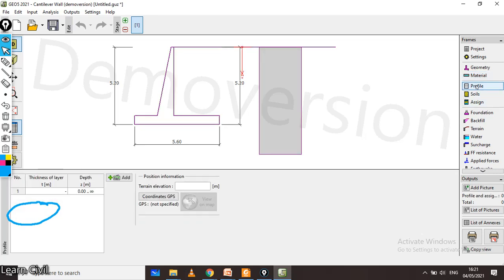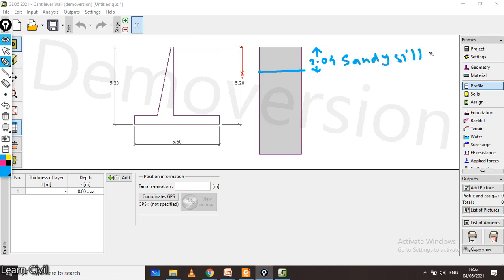Next we have to go to profile. Okay, let us consider three different types of soil masses are available. Let us consider the first type of soil mass is sandy silt, up to some height. Let us consider up to a height of 2.04 meter, we are having some soil mass of sandy silt.